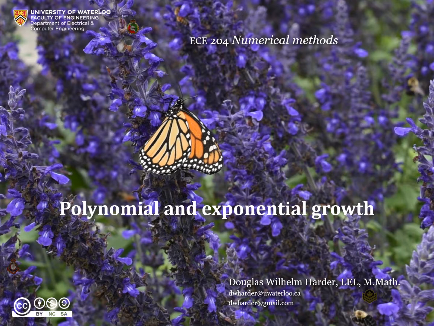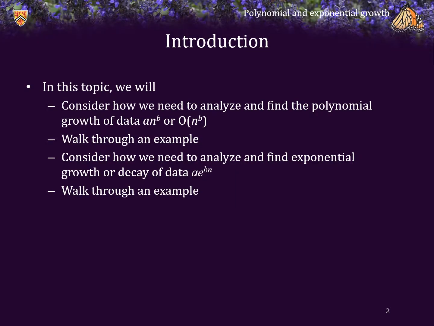We're going to discuss finding and analyzing polynomial and exponential growth and decay. So in this topic, we will consider how we need to analyze and find the polynomial growth of data. That is, when we are looking at data, how do we determine if it is growing according to n to the b, and how do we find that unknown b? And we're going to walk through an example of this.